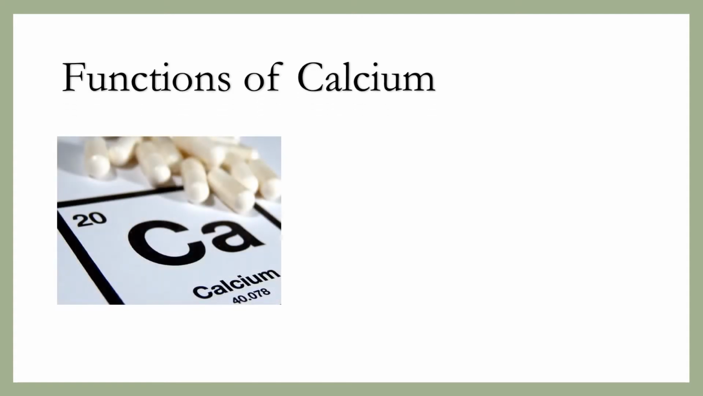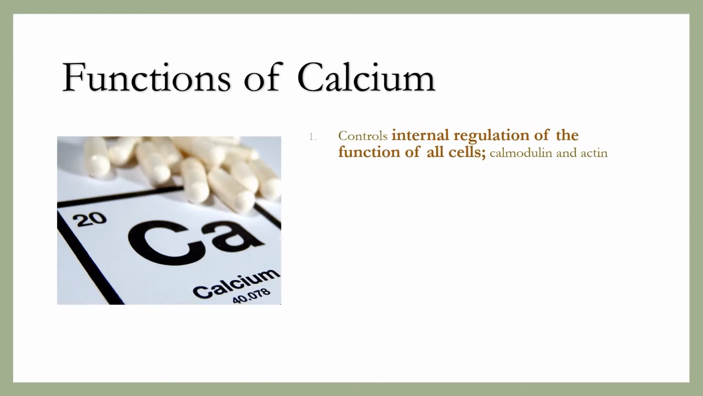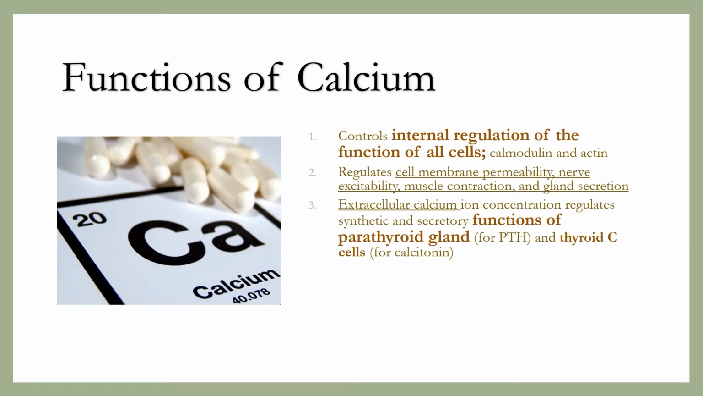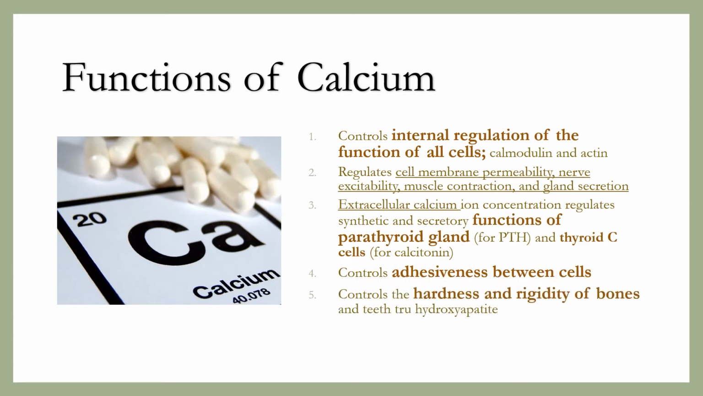Functions of calcium. It controls internal regulation of the function of all cells. Calmodulin and actin have prime functions in modulating the intracellular effects of calcium. Extracellular calcium ion concentration regulates synthetic and secretory functions of the parathyroid gland and thyroid C cells. It controls adhesiveness between cells, and it controls the hardness and rigidity of bones and teeth through hydroxyapatite.